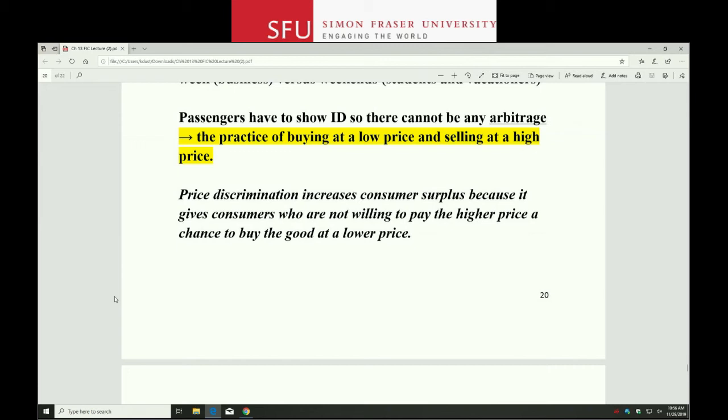So travel websites are the best at this so far. Travel websites store all the information about things that you've done online on their website, right? And so if you have paid high prices before, then when you go to look for prices for some new vacation, they will actually quote you higher prices, right?